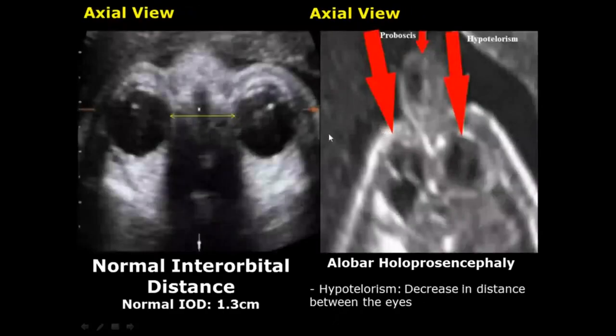Another facial abnormality is hypotelorism. It is the reduced distance between the orbits or between the eyes. Normally it is around 1.3 centimeters, but in hypotelorism it will be lesser, and we can see the orbits, the eyes, much closer to each other.